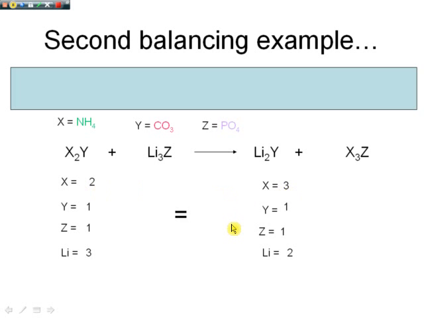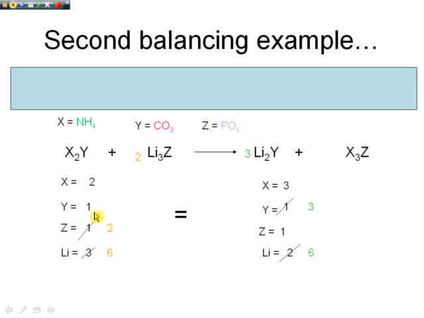Now, the simplest thing for me to do in this situation is to find out what the least common multiple is between the 3 and the 2. And the least common multiple is 6. So I'm going to change my lithiums to 6. And by doing that, I create 6 lithiums with a coefficient of 3 in front of the Li2Y. So here I have 3 Li2Y, which gives me 6 lithiums, and now I have 3 Ys. Well, over on the left, I only have 1 Y.